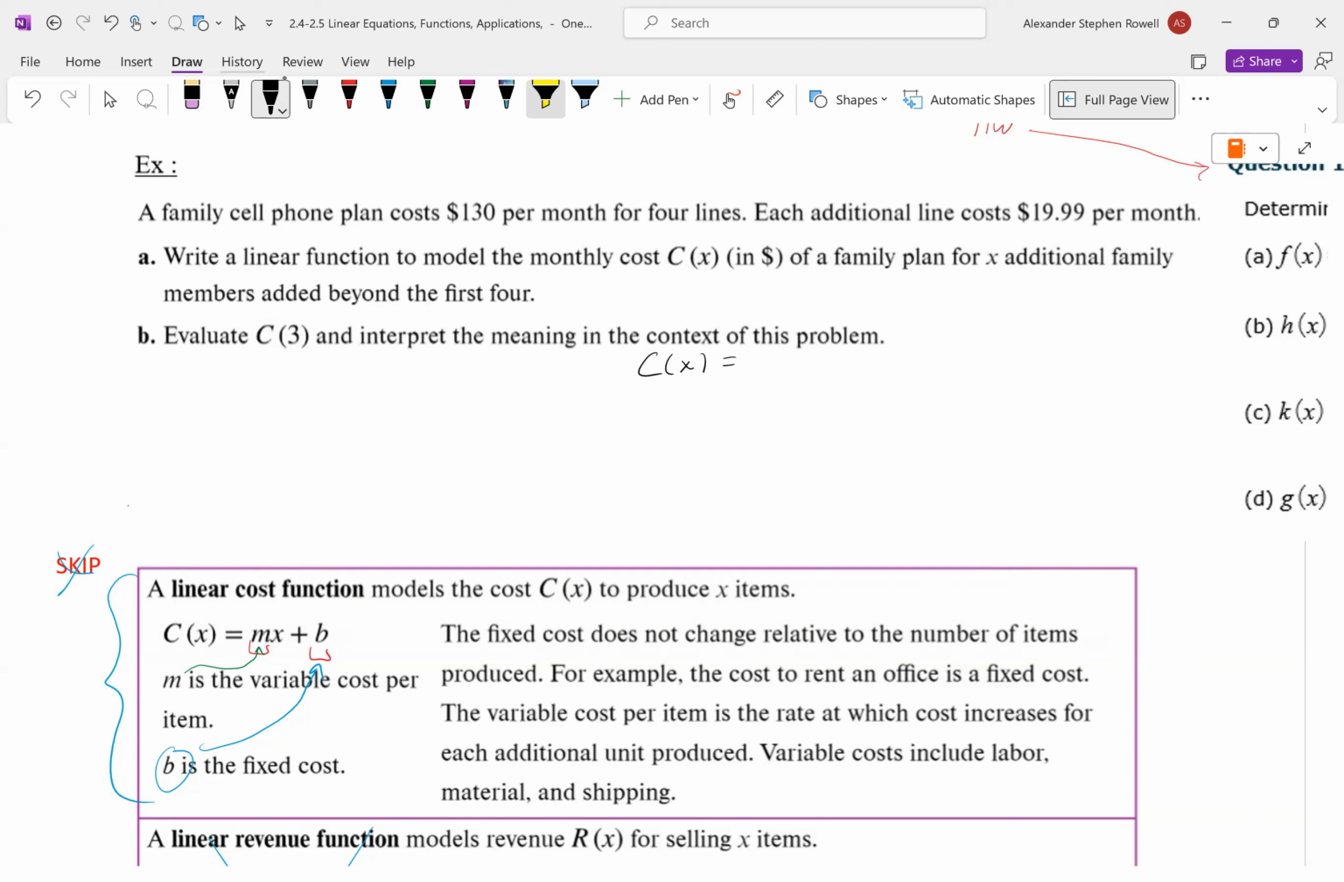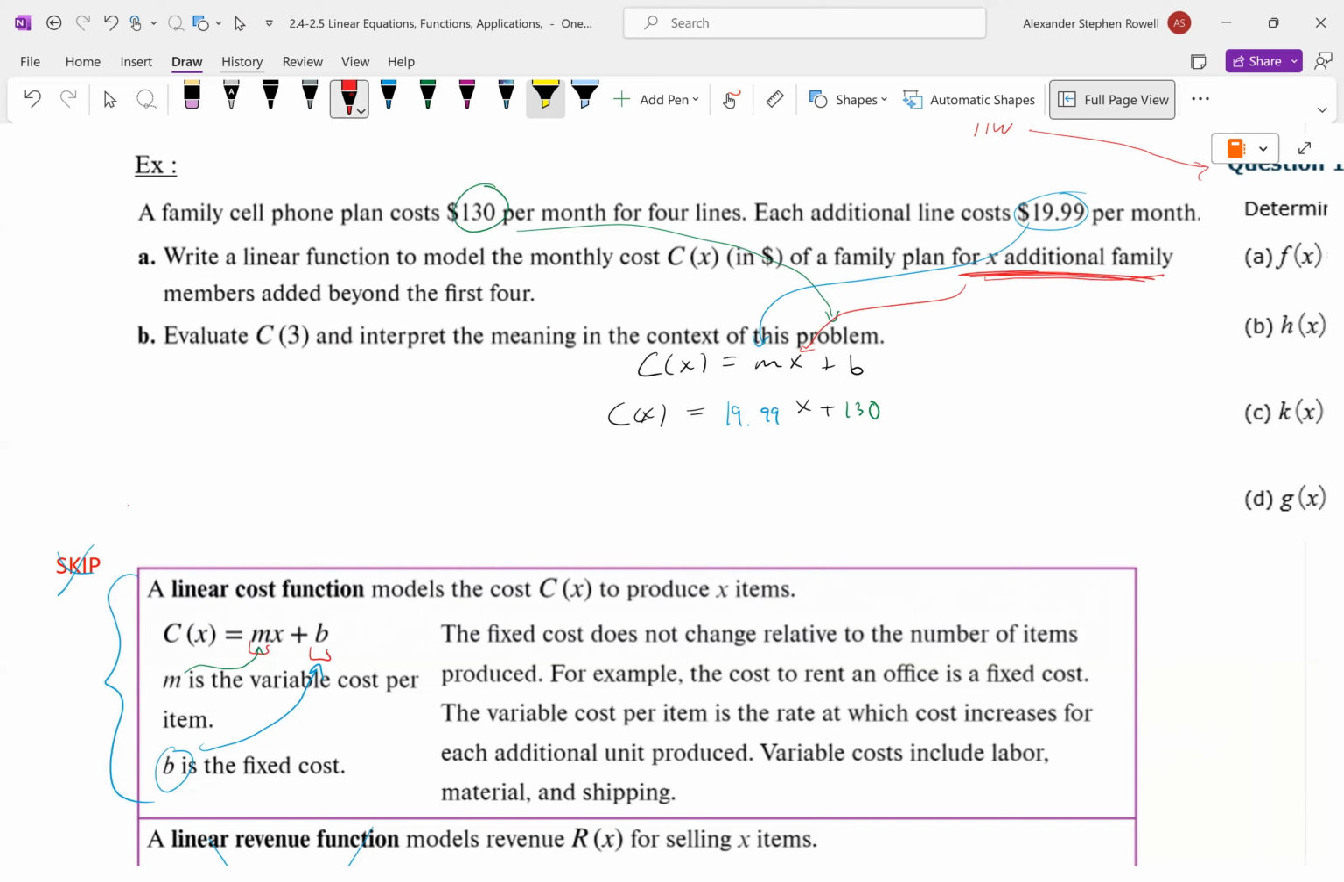Okay, so in this case, we say C is equal to mx plus b, and our fixed cost is 130, so plug it in here. And our variable cost, 19.99, we plug in for m. So this is how we model it. And maybe beforehand, you should specify what your variable represents. And x is the additional family members added beyond the first 4. So that's our variable.